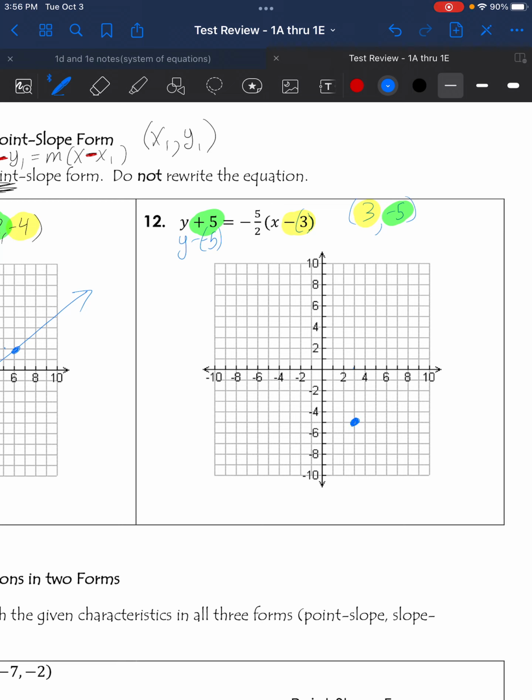So 3, negative 5, and I'm going to use the slope, negative 5 over 2. I always put the negative on the numerator. You can slide it to the numerator or denominator, but not both. Never both. So up 5, right 2. Ooh, I'm doing it wrong. Not up 5. Down 5, right 2, because the points have to go down from left to right. I can go up 5 and left 2 if I put the negative in the denominator. So up 5, left 2.